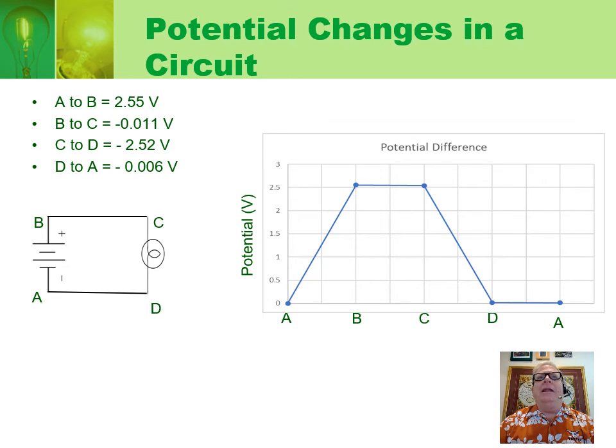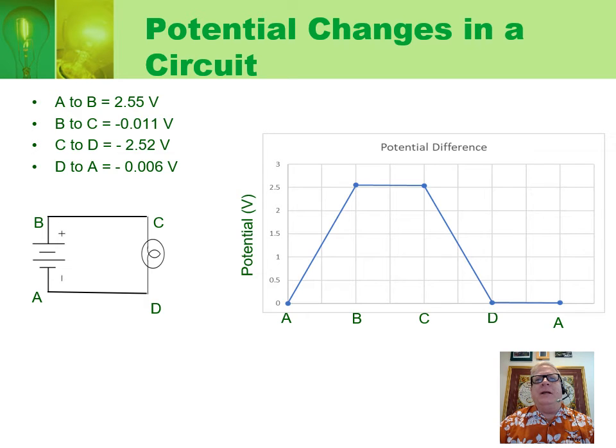I'm going to have a negative 0.011 volts, and so I graph that potential difference as well. And going from C to D is a negative 2.52 volts, and then from D back to A is a negative 0.006 volts. Now what you'll notice about this graph is where I ended up.